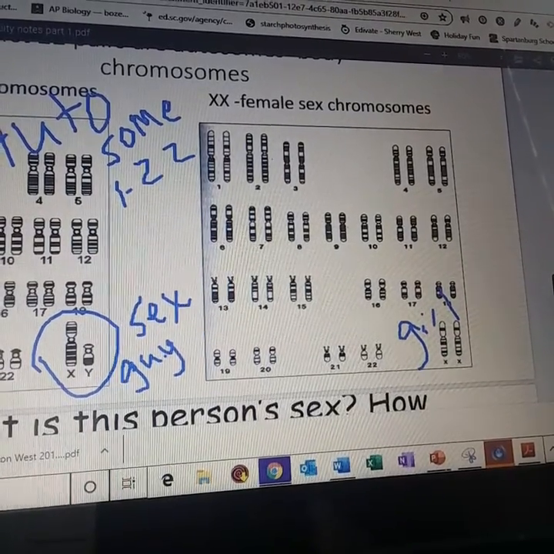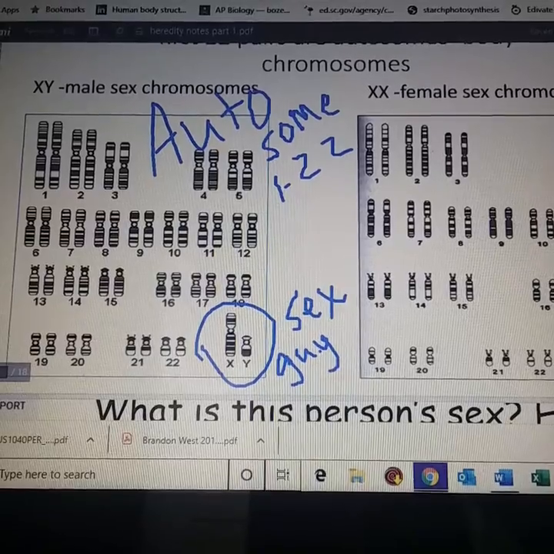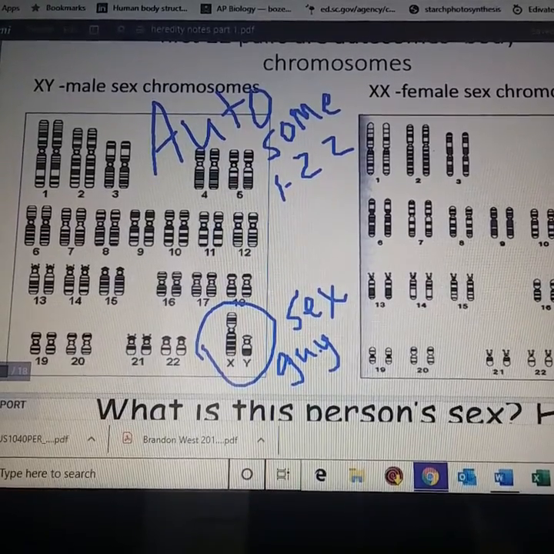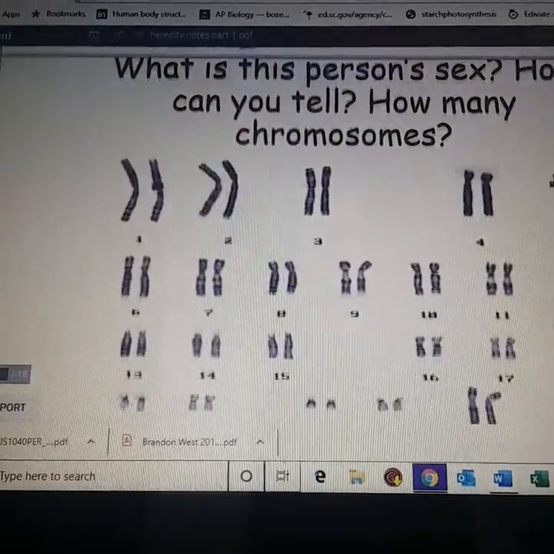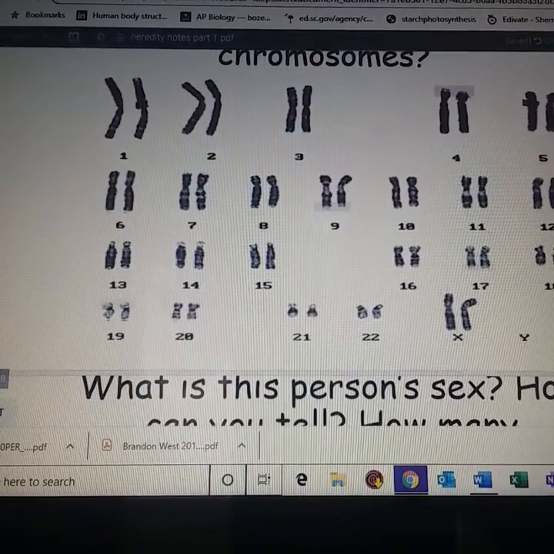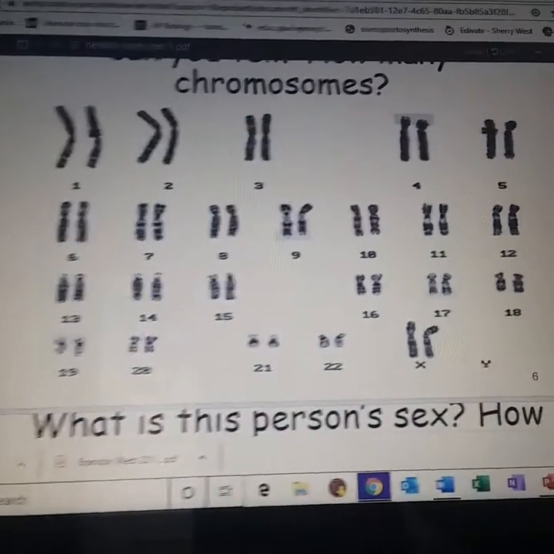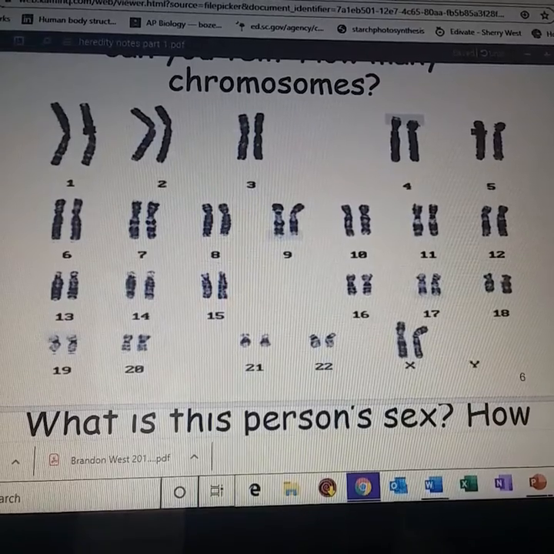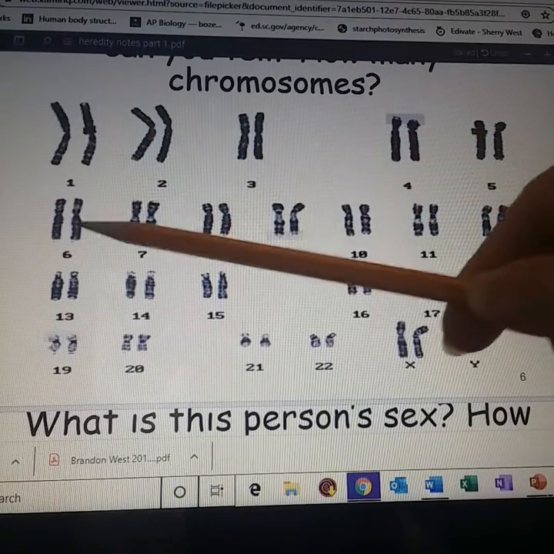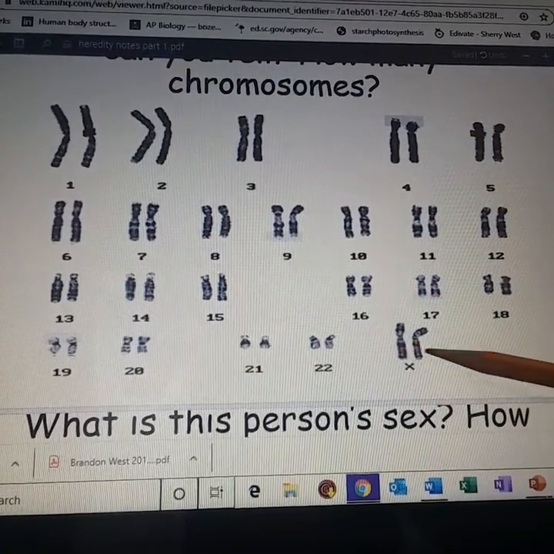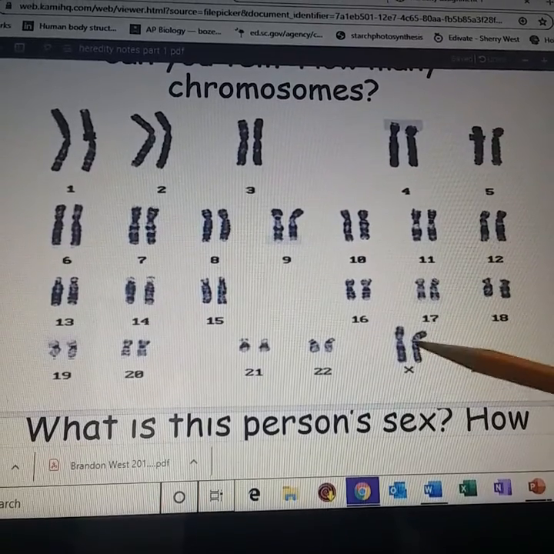Okay, so you need to be able to look at a karyotype and tell, is it a boy or a girl, and is anything missing? So let's do a little practice with that. Here is one. You would look and just count. So you got 2, 2, 2 all the way down. You would count. This is a total of 46 chromosomes.